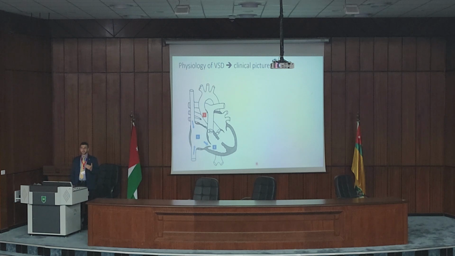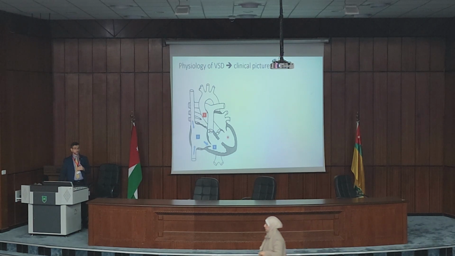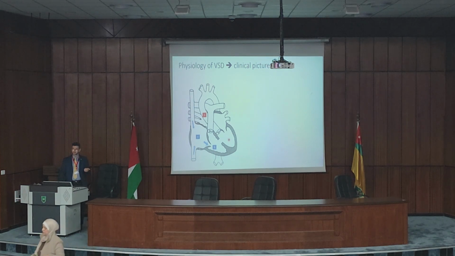What governs the flow is pressure and resistance. If the pressure on the right side is more than the left, then the flow will go from right to left. But we know that the left ventricular pressure is higher than the right ventricular pressure, so we'd expect that the blood will flow from left to right. Also, the vascular resistance in the pulmonary artery is much less than the vascular resistance in the systemic artery, so that will allow the blood to go to the lungs much easier than to go to the aorta. In other words, it's easier for the blood in the left ventricle to cross the VSD to the right than from the right to the left.